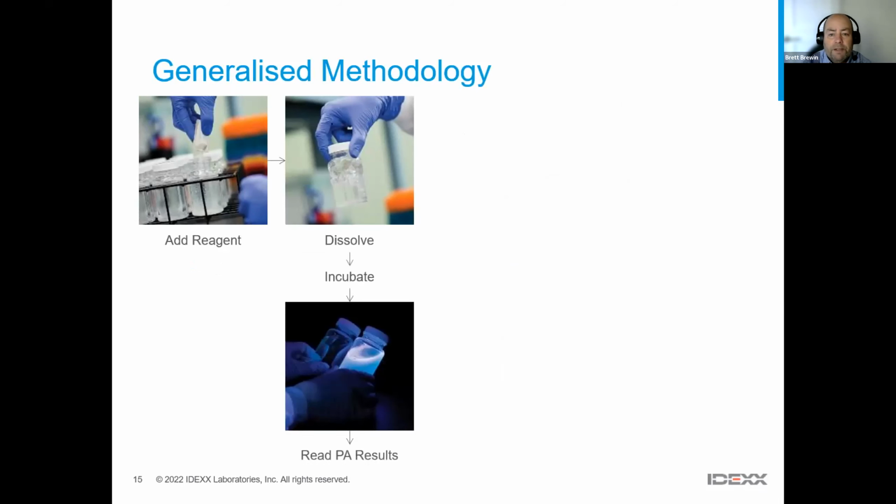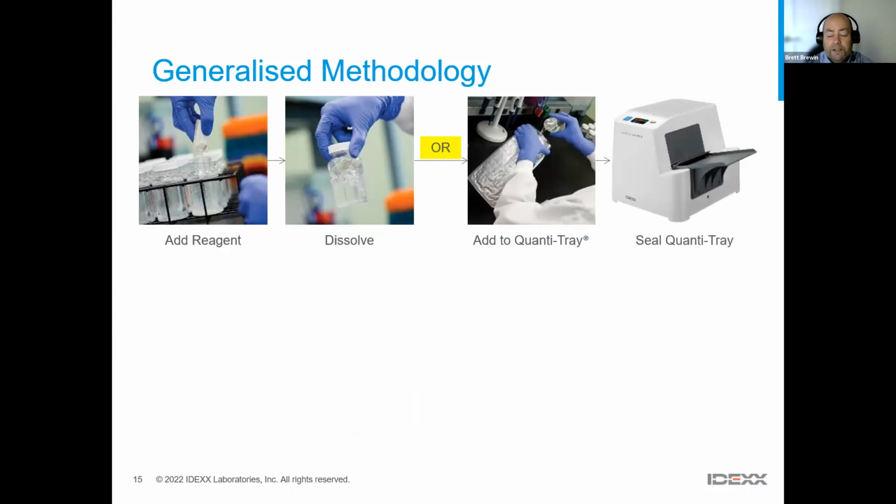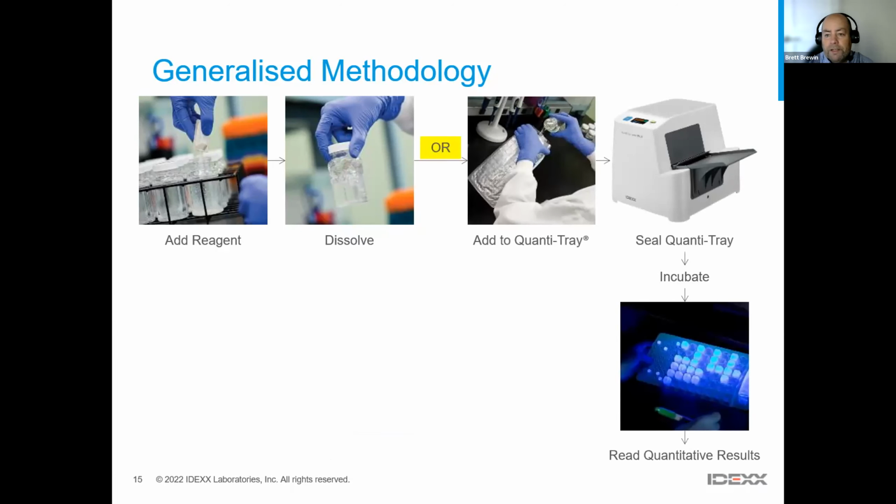We have a generalized methodology. For presence absence, you just add the reagent, allow the reagent to dissolve in your water sample, and then incubate it and read your PA results, either looking at a color change or a fluorescence. If you want to do quantitative analysis, you just add your sample with the reagent to a Quanti-Tray, seal it, incubate, and again read your quantitative results.